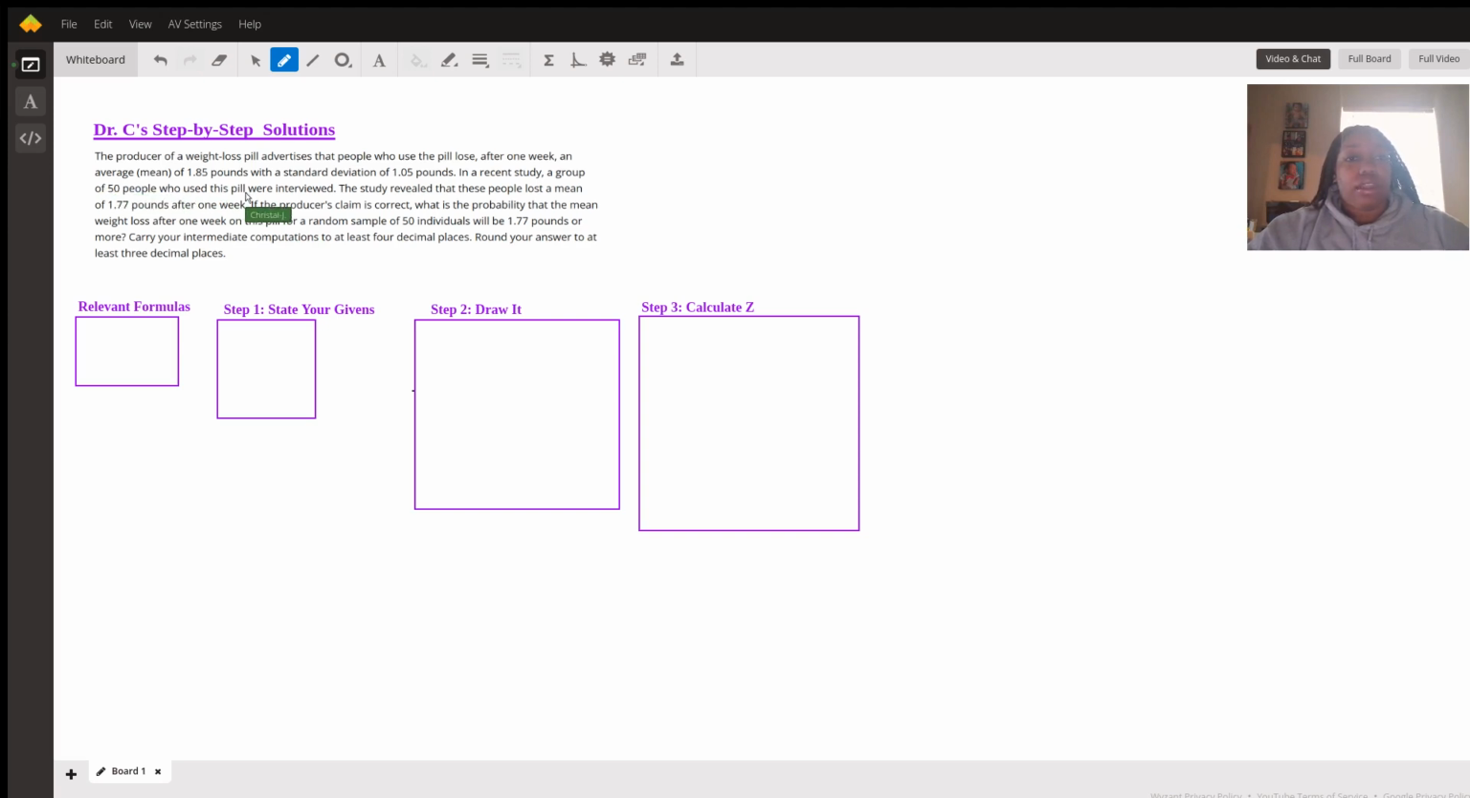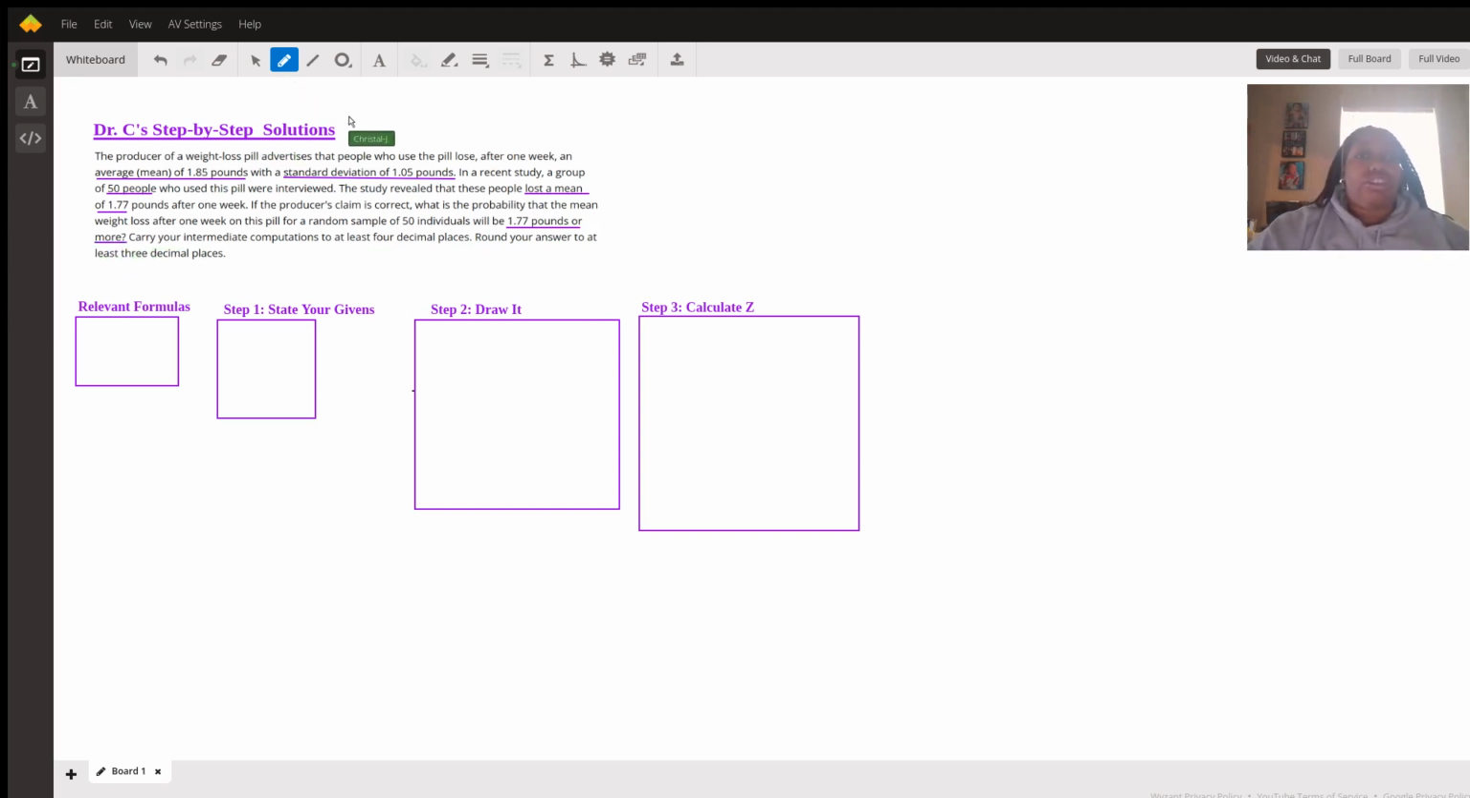So, average mean of 1.85 pounds, standard deviation of 1.05. Then it says a group of 50 people, so that gives us our sample automatically, lost a mean of 1.77 pounds. It says probably the mean of a random sample will be 1.77 pounds or more.